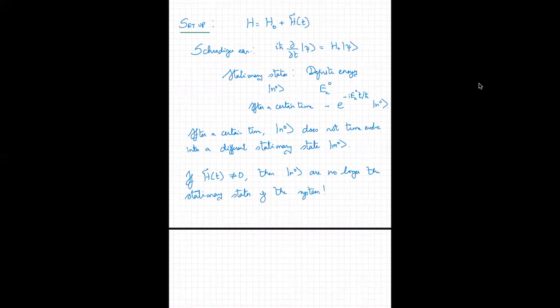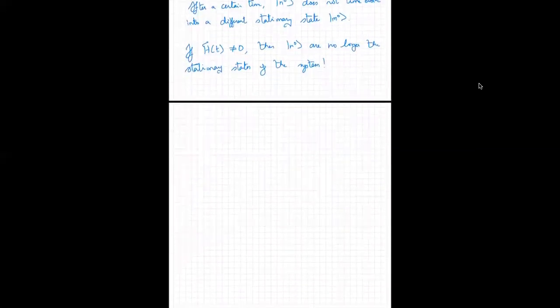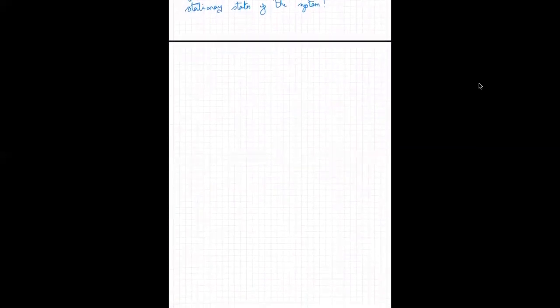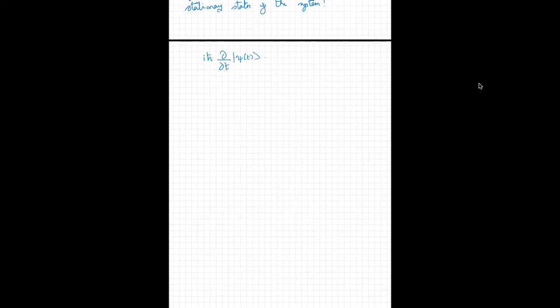So now there are two things one can do. The most straightforward thing one can do is to solve the Schrodinger equation, i h bar d dt of psi of t equals H psi, and this is equal to H0 plus H tilde of t psi. And if you're really good at differential equations, you can just take this and solve it straight away. But the point is, for most time-dependent Hamiltonians, this differential equation is not really straightforward to solve.